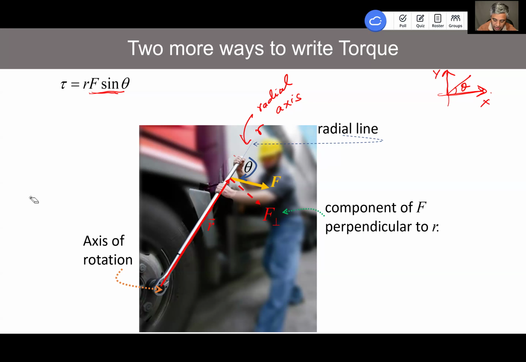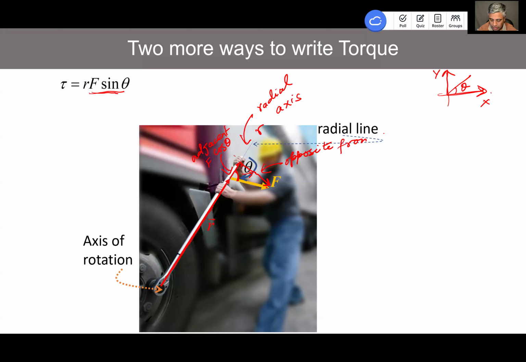Let's see, I am just drawing the perpendicular here. So let's write the components of this. This angle is known. So we go this way first, and then we come this way, right? So this is the radial component. It is adjacent to the angle, so that means it picks cosine. So this becomes F cosine theta. Now this is the opposite of the angle theta, so that means it picks sine, so it's going to be F sine theta.